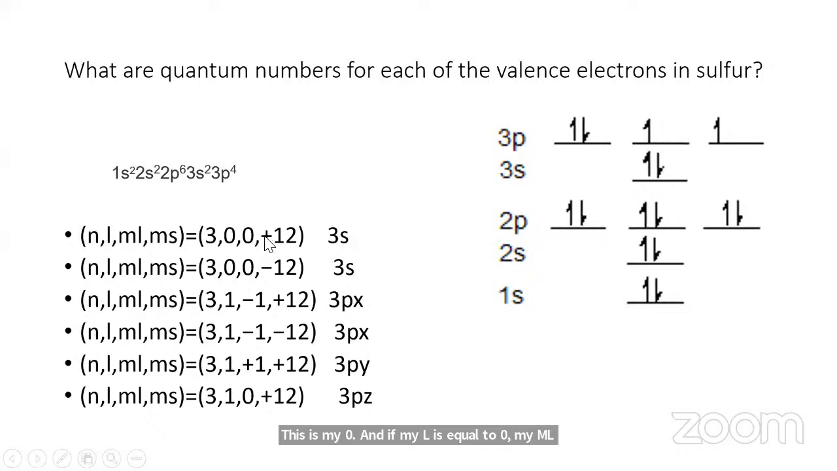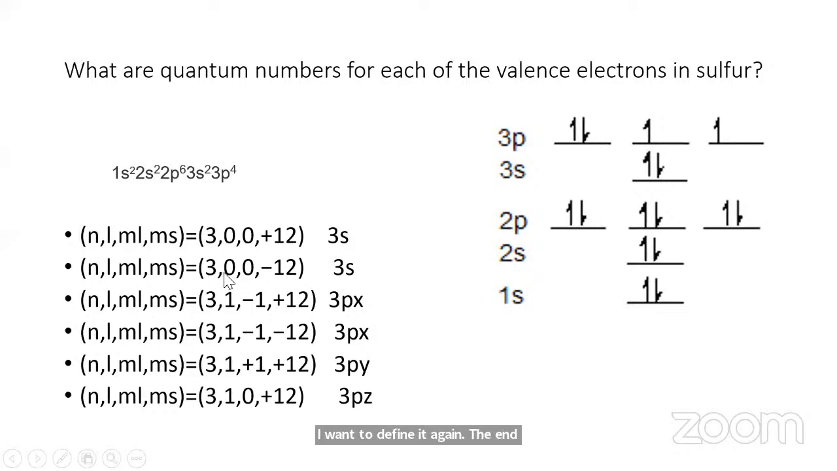Then I'll have my spin plus half. This is half, not 12, please. Plus half. I've defined one of these electrons. I have 2 electrons, so I still have another electron in the 3s. I'll take up that one electron in the 3s. I want to define it again. The N is 3.